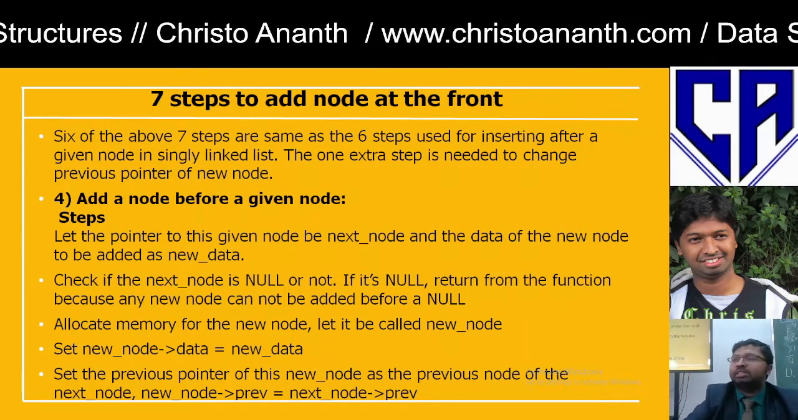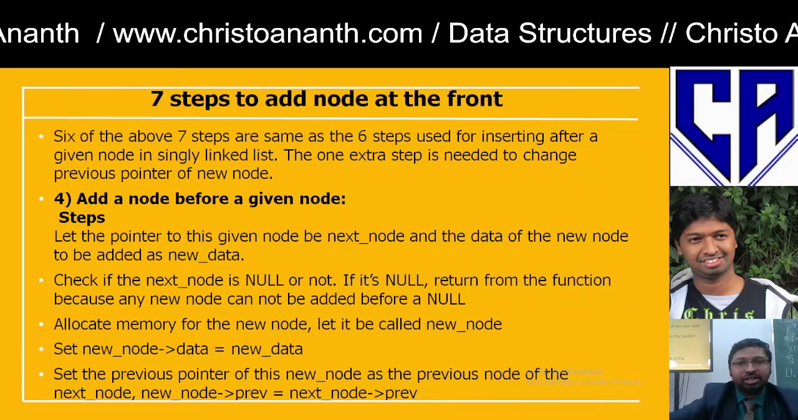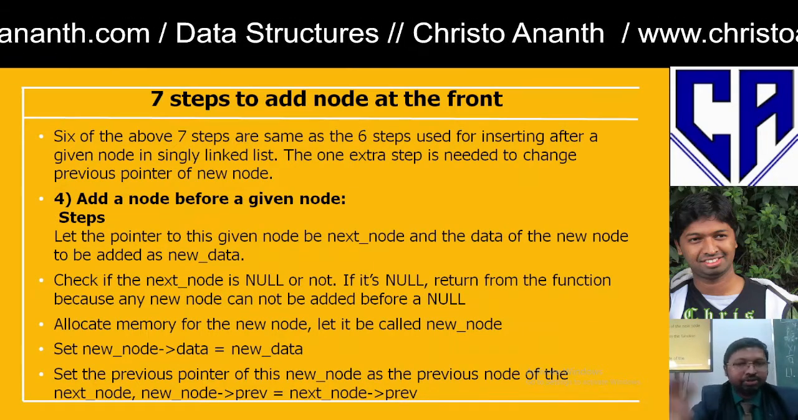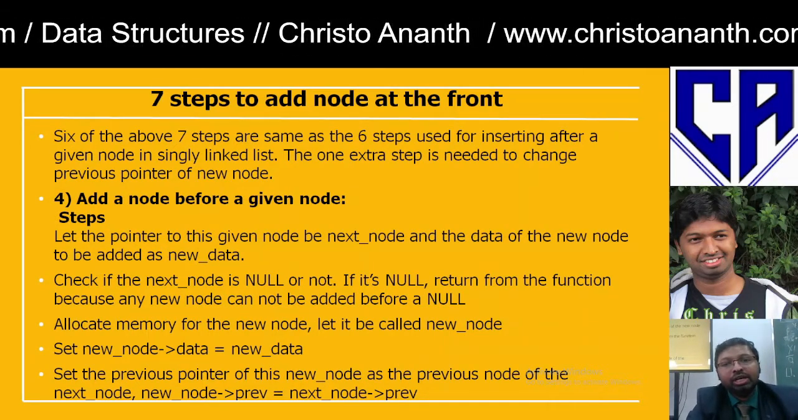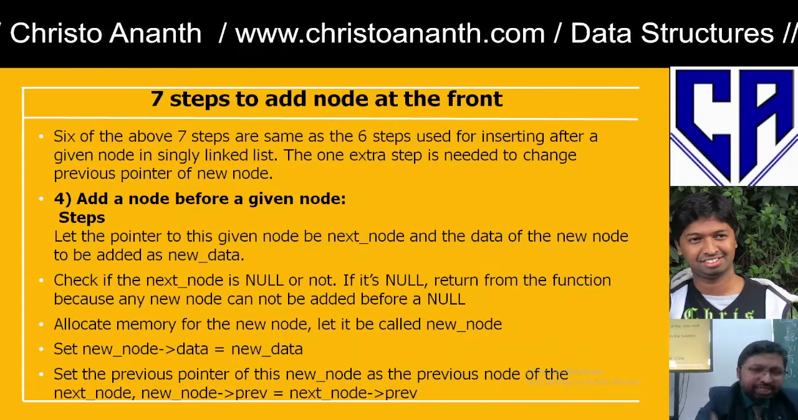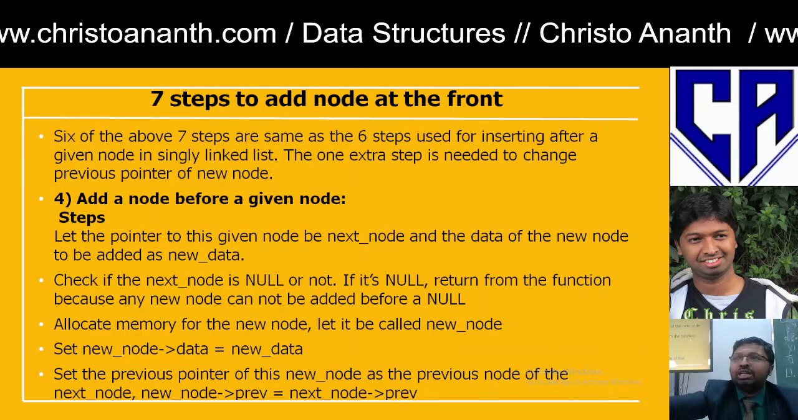The first step remains the same, whether it is equal to null, else return. Okay, so check if the next node is null or not. If it is null, return from the function, because a new node cannot be added before a null. And then you allocate the memory, you add the data. Okay, so with the allocation of memory, you call it the new node.